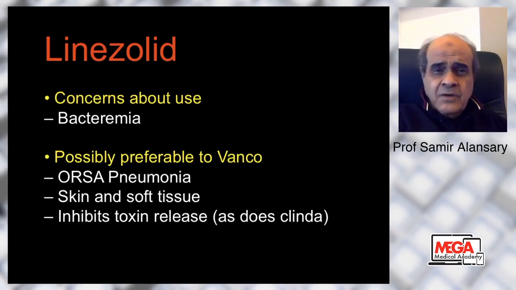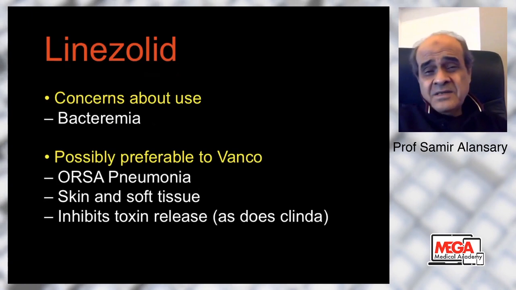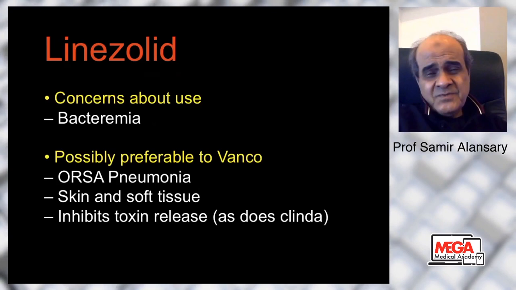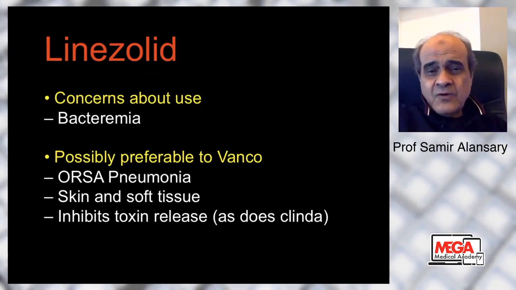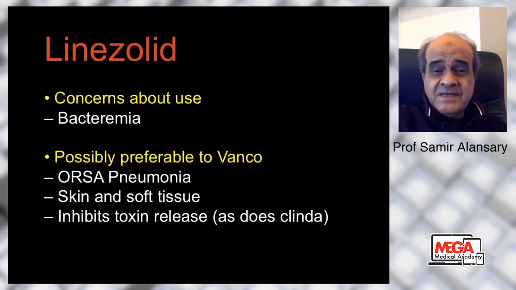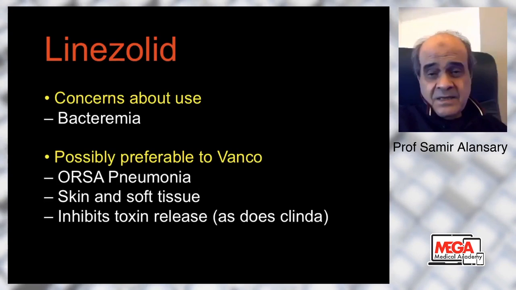Linezolid raises a concern about use in bacteremia. The question is whether it is more efficient in bacteremia or not; we have to use another drug with it. It is possibly preferable to vancomycin in cases of oxacillin resistant Staph aureus pneumonia, skin and soft tissue infection. It inhibits toxin release, as does clindamycin.